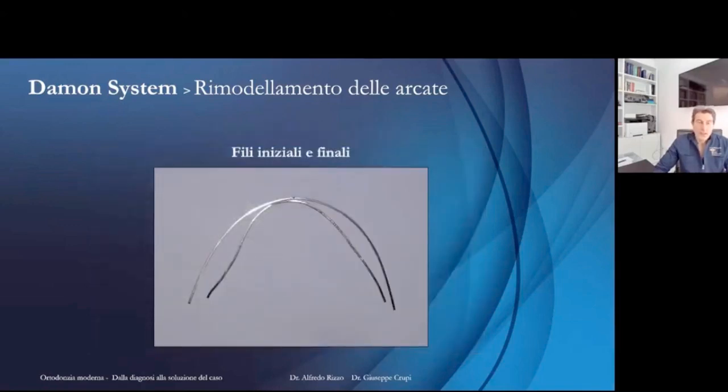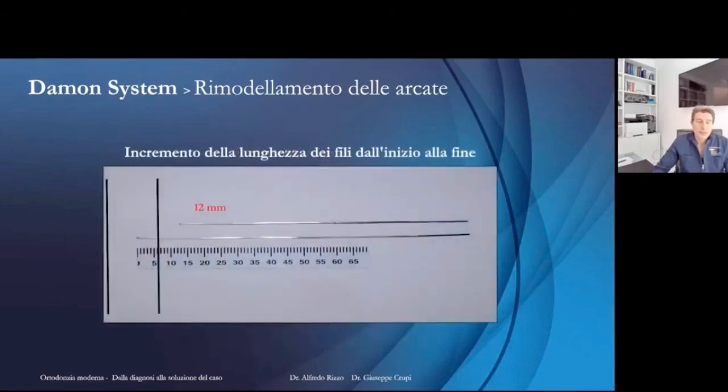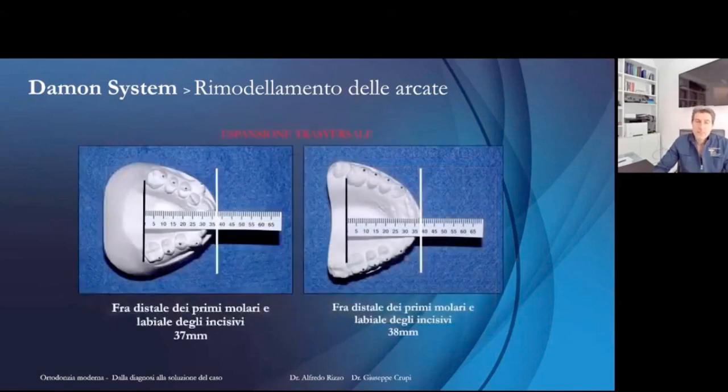Later, we can compare the arches before and after the treatment, and we can see that the arch wires have a different length, which clearly demonstrates how the length of the dental arches is increased during the treatment. Here, it has been increased by 12 millimeters, for example. All of this is achieved by expanding or broadening the dental arch on the Damon system without using any other expanders or devices. So we have seen an increase of a dental arch length by 12 millimeters with the Damon system only.